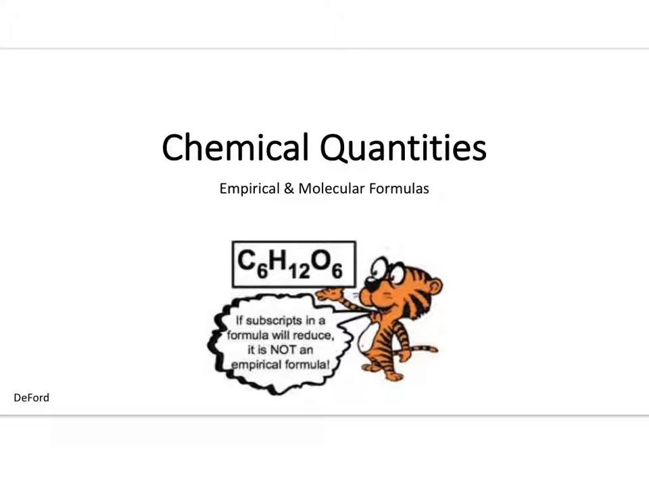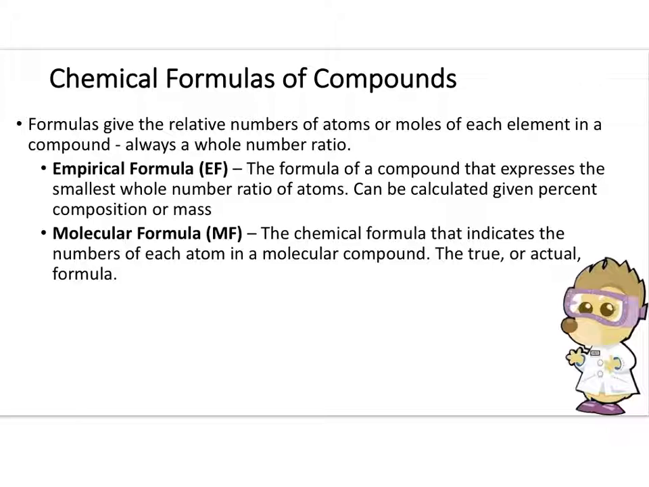In this video, we're going to learn the difference between empirical and molecular formulas, and we're going to learn how to calculate them. We know that formulas give a relative number of atoms or moles for each of the elements involved in the compound. We know that they are always whole number ratios.